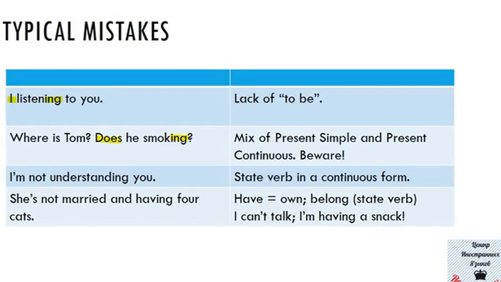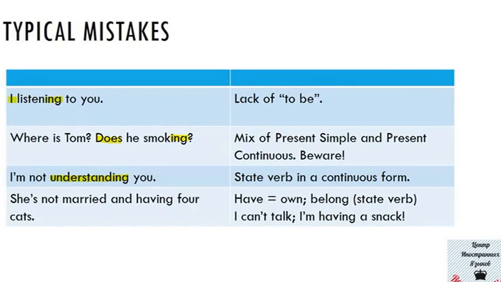I hope that at the moment I pronounce the next phrase, your ears will bleed. "I'm not understanding you." See? It doesn't sound natural, because understanding is a state verb. And state verbs are never used in continuous forms. No continuous forms for state verbs. That is why this phrase should sound like "I don't understand you." Even if you do not understand somebody at the moment of speaking, still, "I don't understand you."